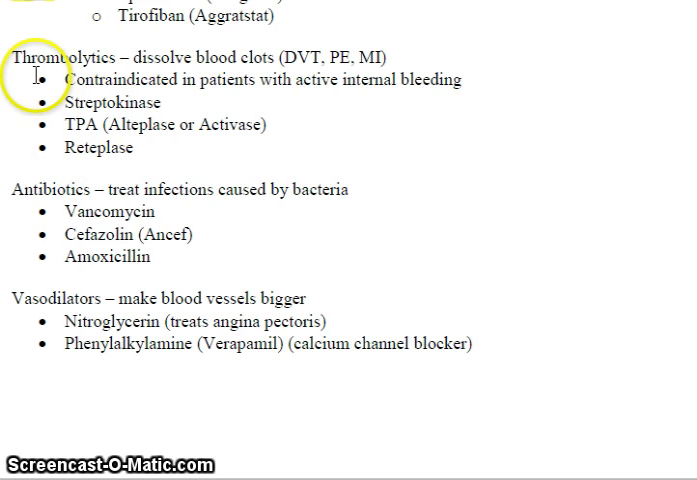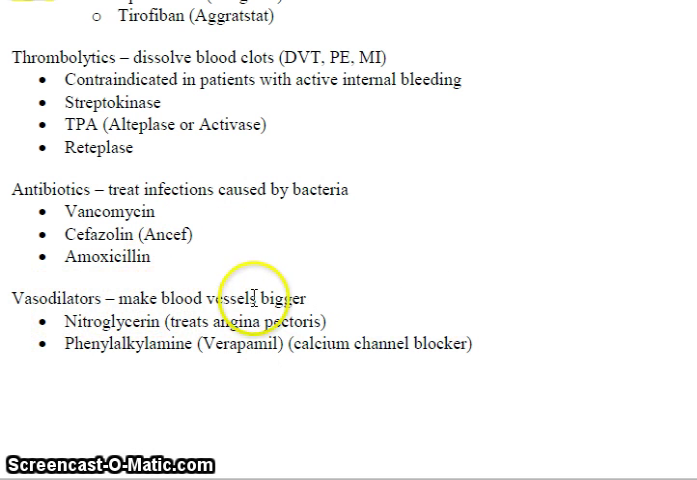Moving now to the thrombolytics. Now this is when there already is a thrombus, there already is a blood clot, and you need to break up that blood clot. So these dissolve blood clots, for example, in DVT, deep vein thrombosis, or pulmonary embolism, or a myocardial infarction. Keep in mind, these are contraindicated in patients with active internal bleeding, and some of the common ones are streptokinase, TPA, which is alteplase or Activase, and Reteplase. Antibiotics treat infections caused by bacteria. Some common ones are vancomycin, Ancef, amoxicillin.